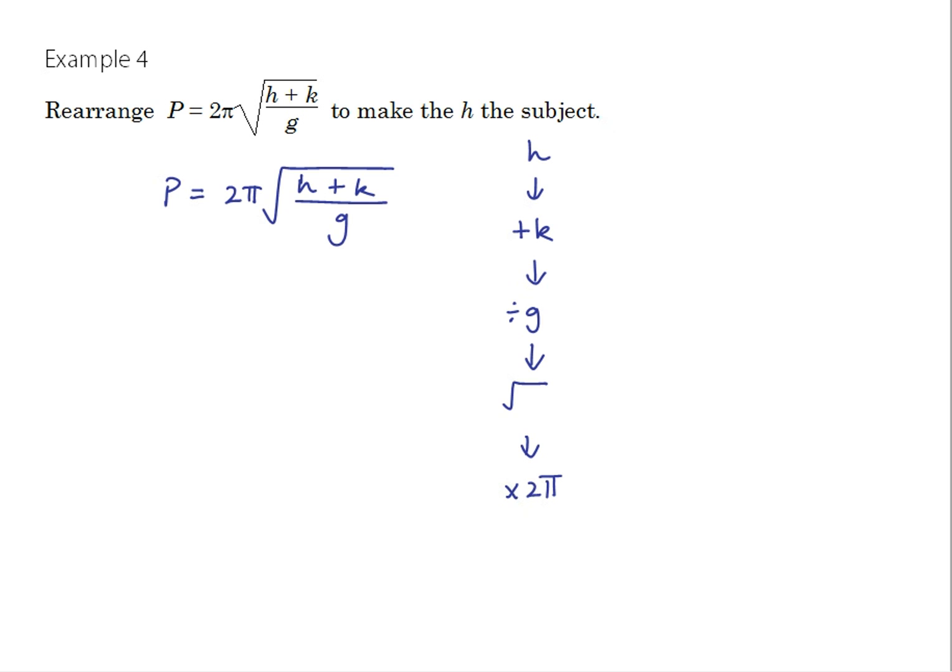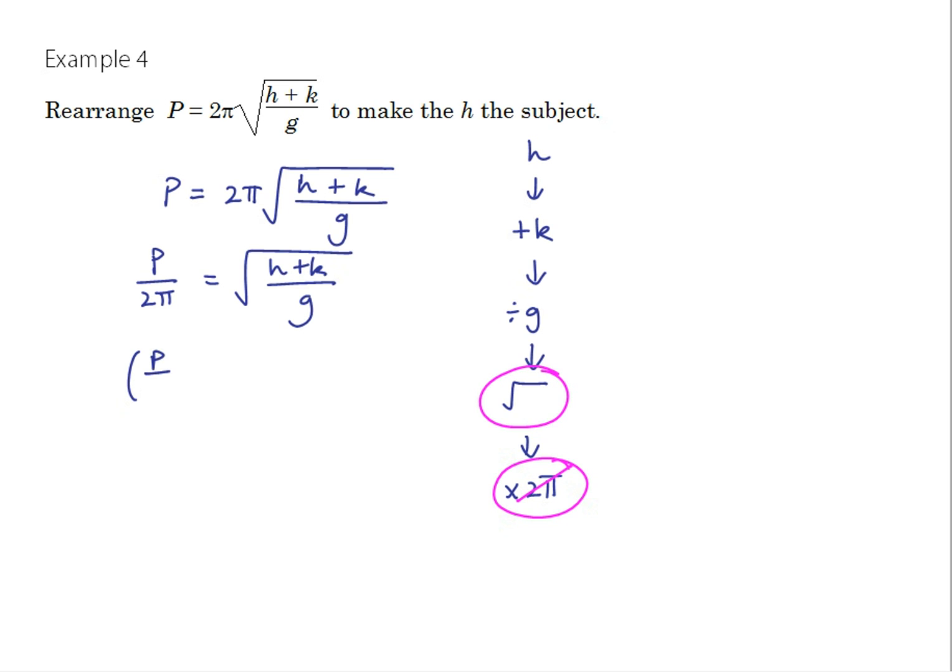So the first thing we need to get rid of is that multiplying by 2 pi. The opposite of multiplying by 2 pi is to divide both sides by 2 pi. So p divided by 2 pi is equal to square root of h plus k over g. So we've undone that. Now we need to undo that square root. Opposite of the square root is to square, so we're going to square both sides and get p over 2 pi squared. When you square the square root, it just disappears. They cancel each other out, so h plus k over g. So now we've undone that.